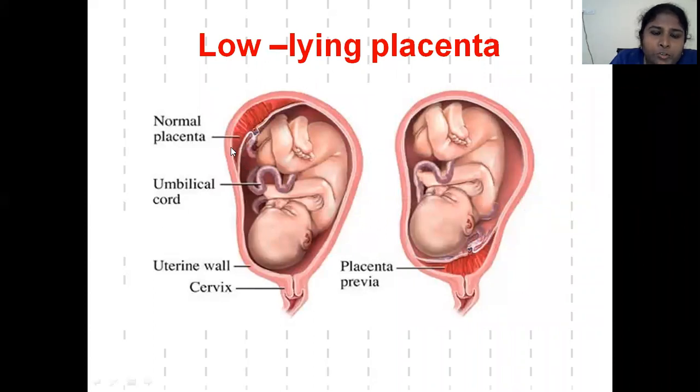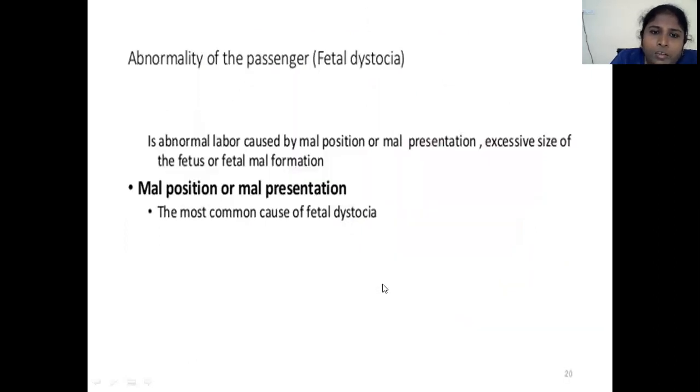Placenta usually should be implanted at the fundal region. If it is implanted here in the lower uterine segment, then if the baby tries to push down, there will be only bleeding, but the baby will not come down. This is an indication for cesarean section. Placenta, if it is low lying, it is called placenta previa.